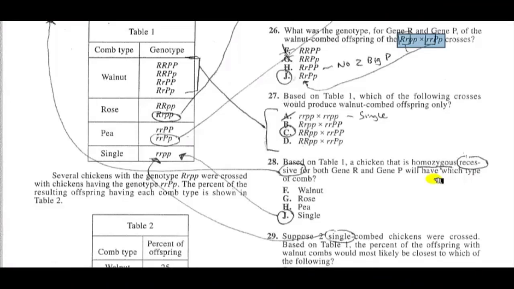Test 70A, Science, Practice Problem number 26. Number 26 states, what was the genotype for gene R and gene P of the walnut-combed offspring with a genotype of these two things crossed? The first thing you want to realize is that when you're dealing with genetics, if you have this genotype coming from the mother and this genotype coming from the father, when you mix them together, they're going to mix and match.